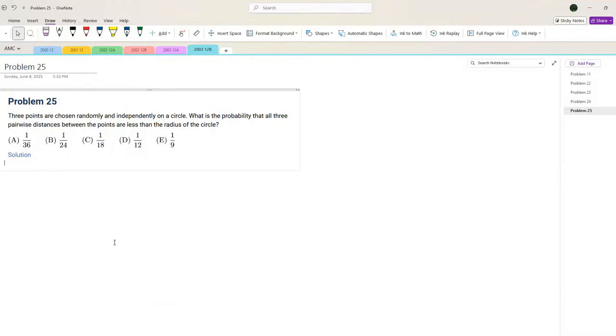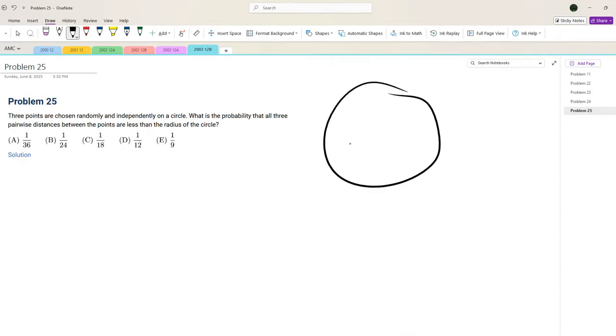Hi everyone, today I'll be talking about problem 25 of the 2003 AMC 12B. 3 points are chosen randomly and independently on a circle. What is the probability that all three pairwise distances between the points are less than the radius of the circle? First, we can draw a diagram to model this out.